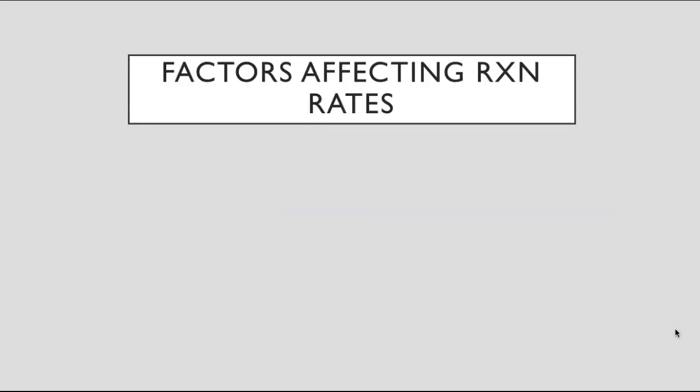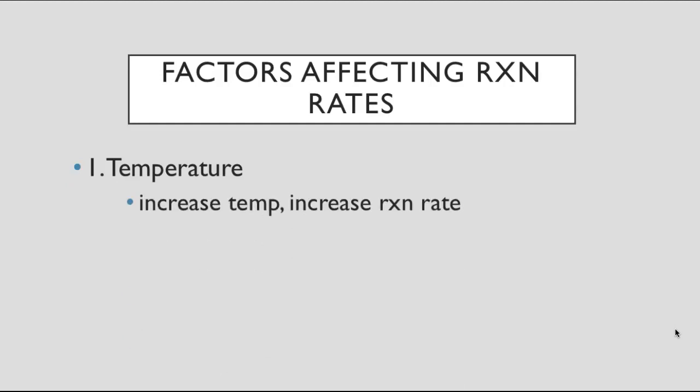Now, there are some things that you can do to increase or decrease the rate of a chemical reaction. And again, these things will either help to improve the orientation, help to improve the energy, or just give you more collisions. Because again, the more collisions that you have, the more likely that you're going to have ones that are effective. So, one factor that affects reaction rates is the temperature.